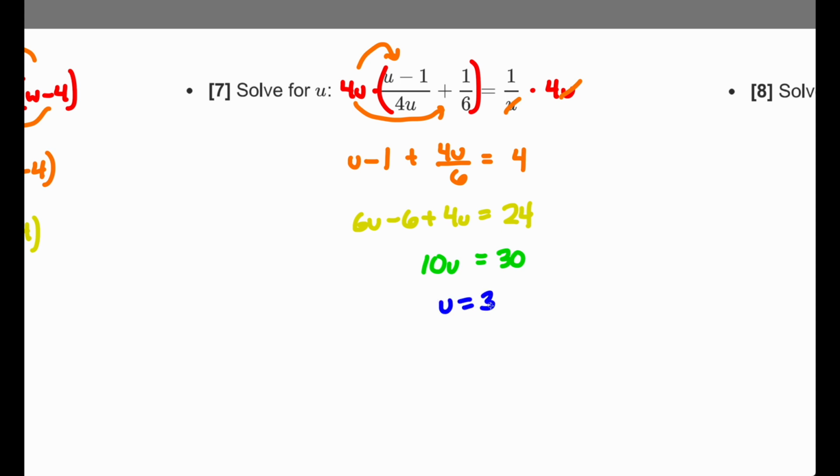As soon as you're done with finding that answer, make sure you plug it into the original. Is it going to cause a division by 0 here? Nope. It's going to cause a division by 12. Is this going to cause a division by 0 here? Nope. It's going to cause a division by 3. Therefore, u equals 3 is the answer for this one.